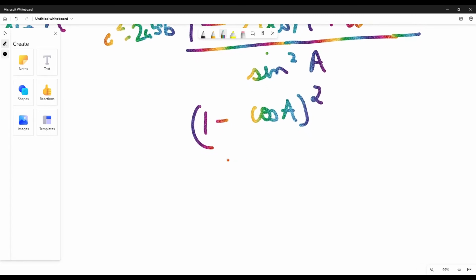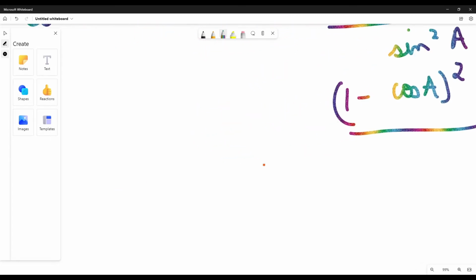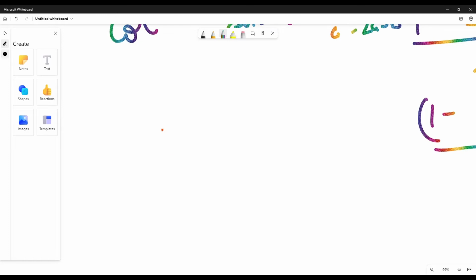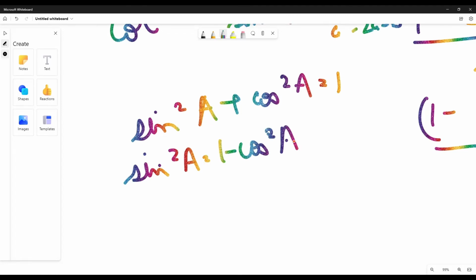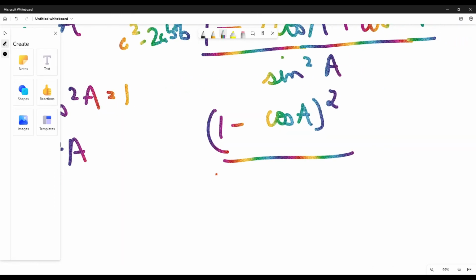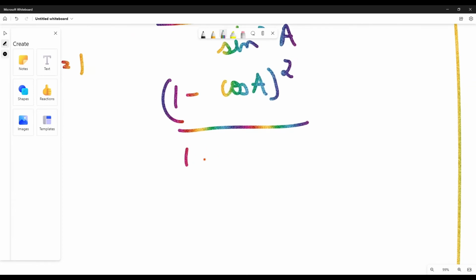And sine squared. You must be wondering what would be sine squared. It's a really confusing concept. No, it's pretty easy. Sine square a plus cos square a is equal to 1, right? We know this. This is the identity. Then sine squared a is equal to 1 minus cos squared a, right? So we have the value of sine square a as 1 minus cos square a, right?